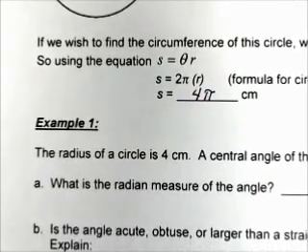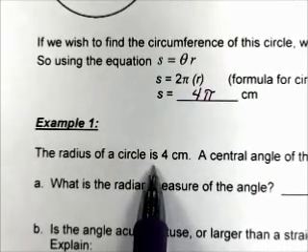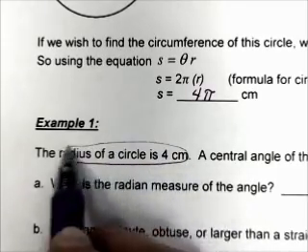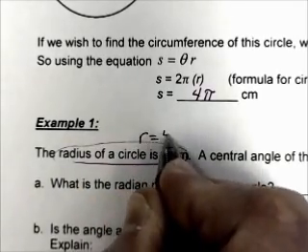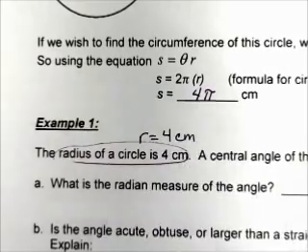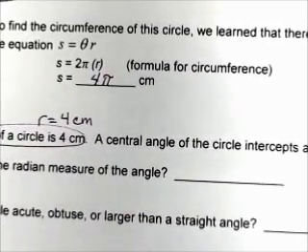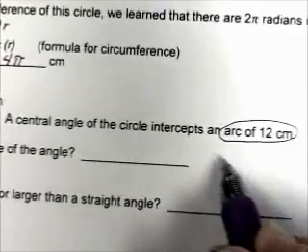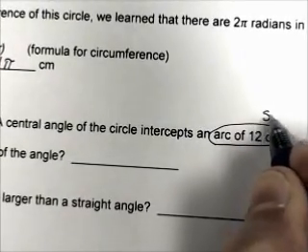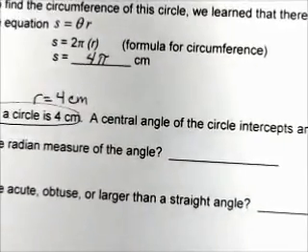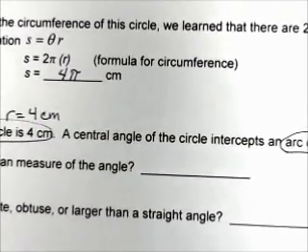Now, our first example: the radius of a circle is 4 centimeters. So r equals 4 centimeters. A central angle of the circle intercepts an arc of 12 centimeters. The arc is 12 centimeters. This is our S value. What is the radian measure of the angle?